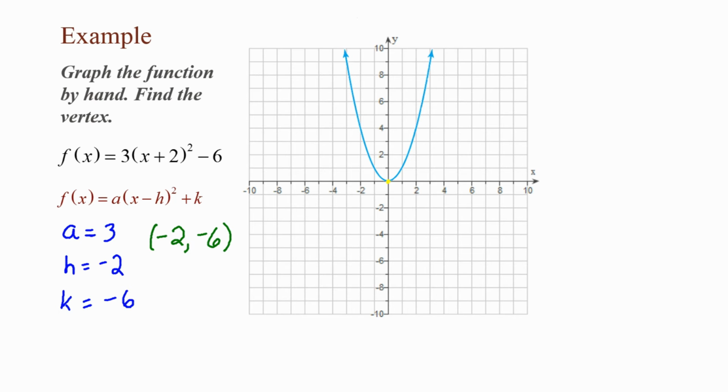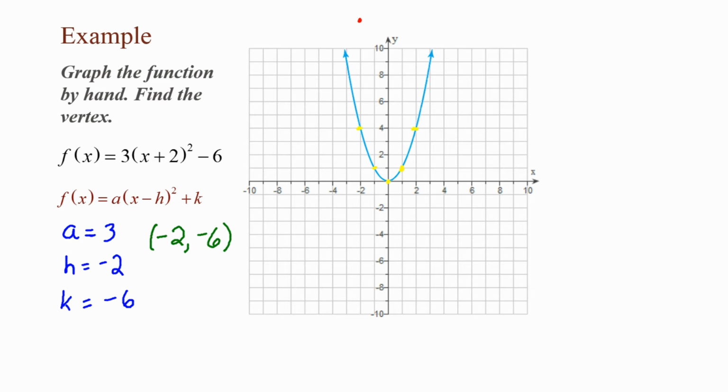So plotting my main points, if x is negative 2, normally y is 4. Since a is 3, I want to take my answer and multiply it by 3. 4 times 3 is 12, which is going to be up here. Since it's off my graph, it's just an estimate.